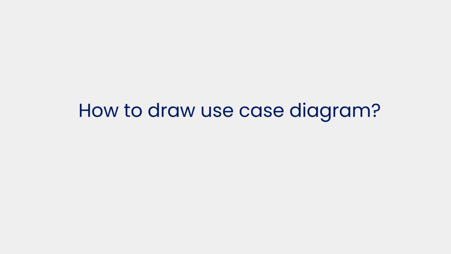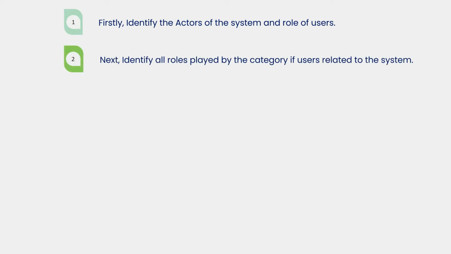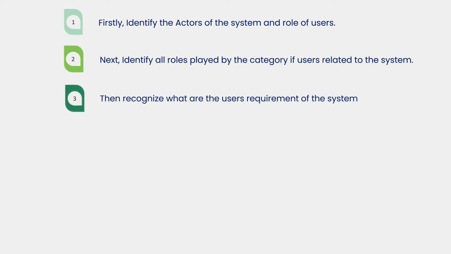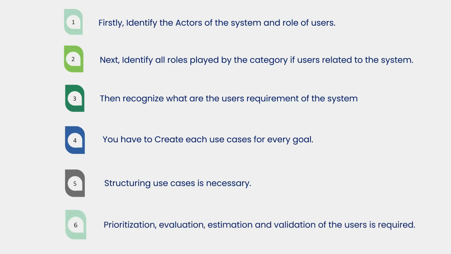Now we'll learn how to draw a use case diagram. First, identify the actors of the system and the role of the users. Next, identify all roles played by the category of users related to the system. Then recognize what the user's requirements of the system are. You have to create each use case for every goal. Structuring use cases is necessary. Prioritization, evaluation, estimation, and validation of the users is required.